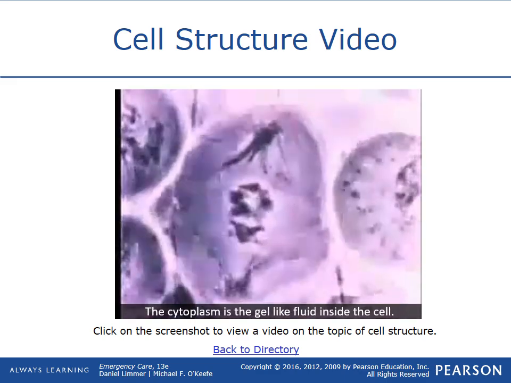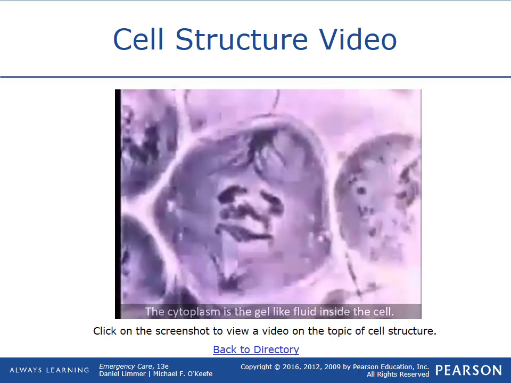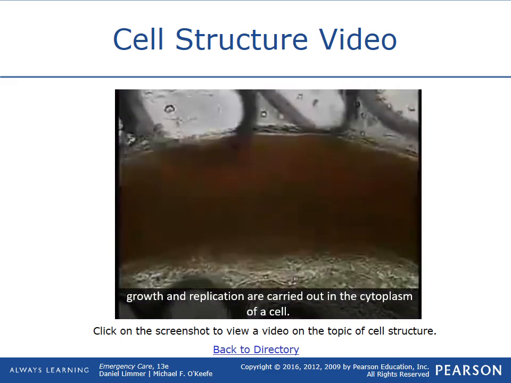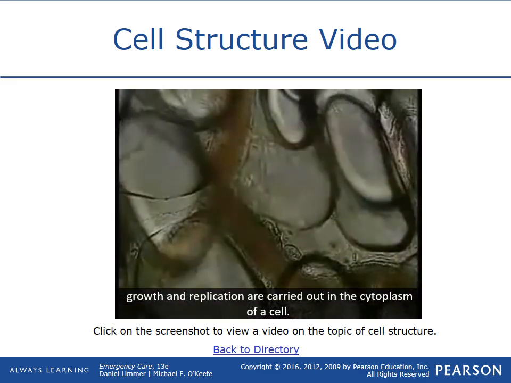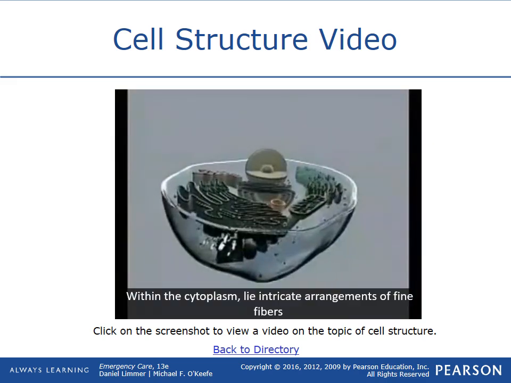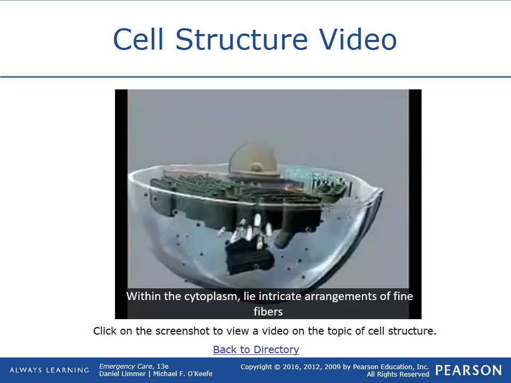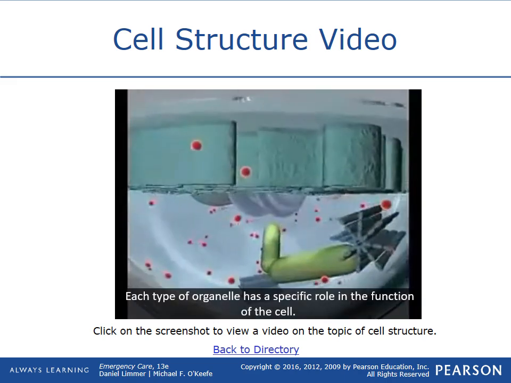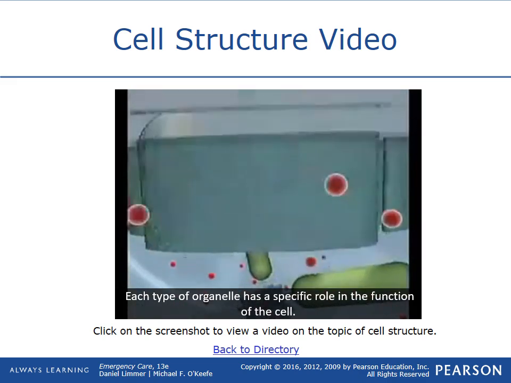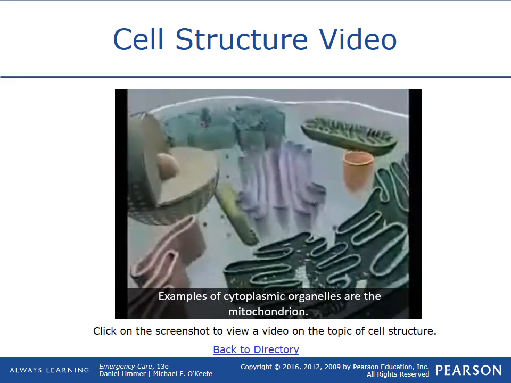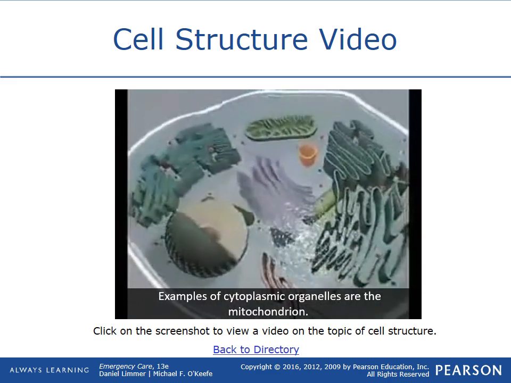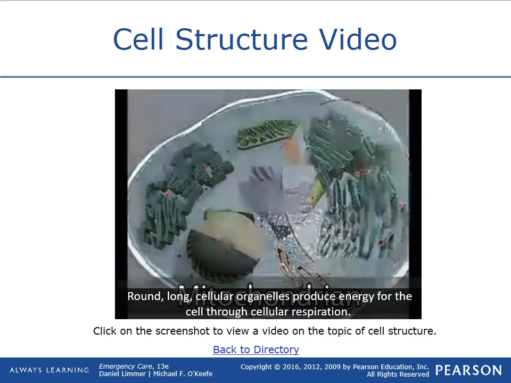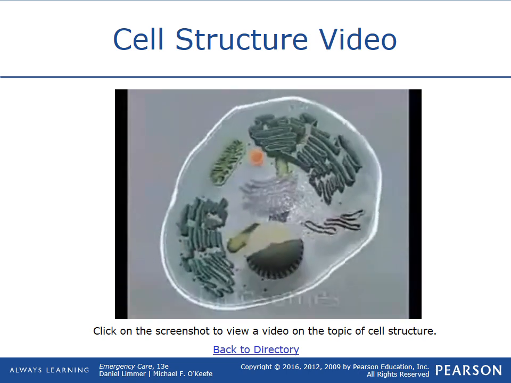The cytoplasm is the gel-like fluid inside the cell. All of the functions for cell expansion, growth, and replication are carried out in the cytoplasm of a cell. Within the cytoplasm lie intricate arrangements of fine fibers and distinct structures called organelles. Each type of organelle has a specific role in the function of the cell. Examples of cytoplasmic organelles are the mitochondrion, round, long cellular organelles that produce energy for the cell through cellular respiration.